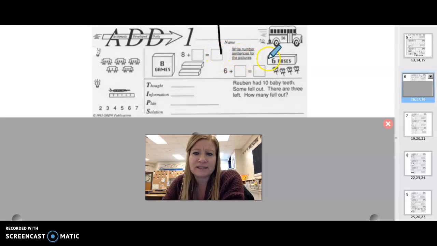The next part says there are 6 roses in this box. Now we're going to add this many. So write that number here. How many is that total?